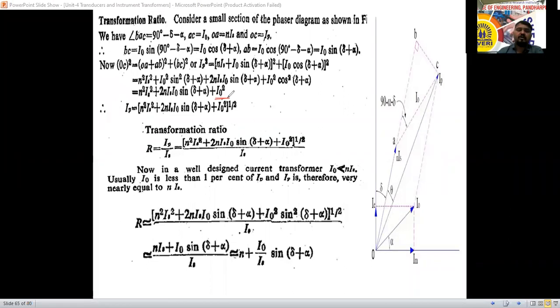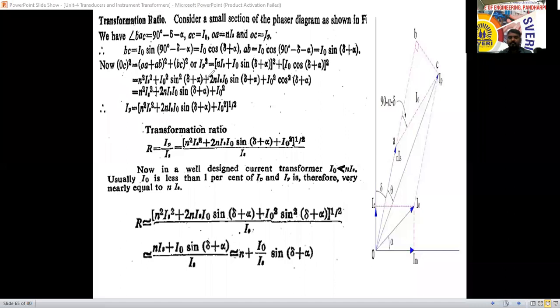No, sir. Okay. Then what we have to do here: up to here, we have calculated IP square. So IP equals the square root of N square IS square plus 2NS I naught sine (delta plus alpha) plus I naught square. We have to take the square root here now. For the square root, we have considered the power 1 by 2. It indicates square root.